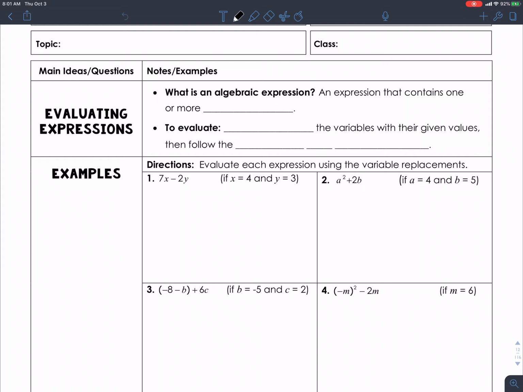A variable is just a letter that holds the place of a number we don't know yet, possibly, or something where we're going to substitute another number in. So don't get hung up on variables. They're just a placeholder because we don't know what the number is yet, and we can't put a number in there if we don't know what it is. But sometimes they'll give us the number.